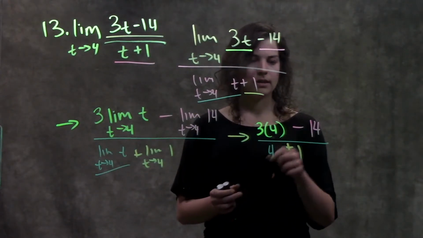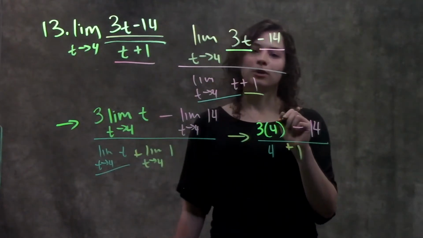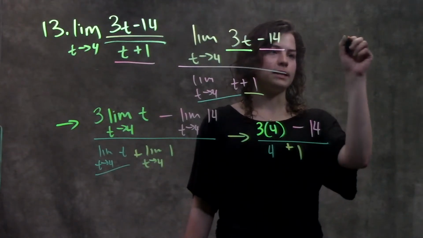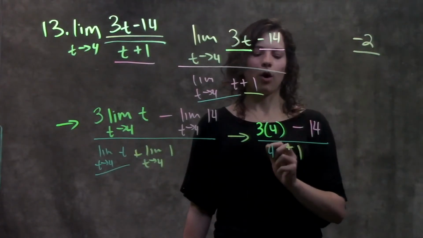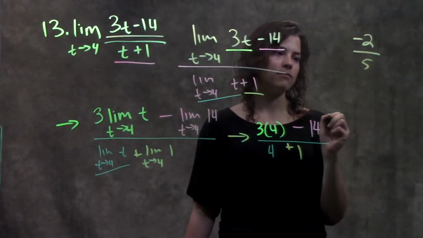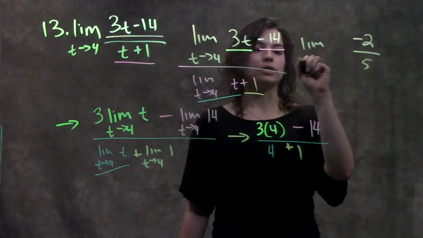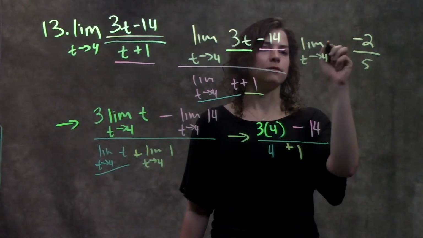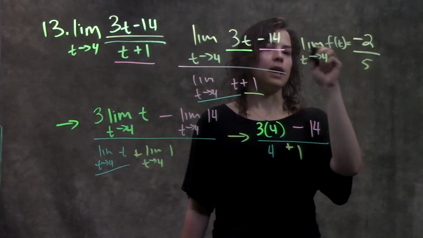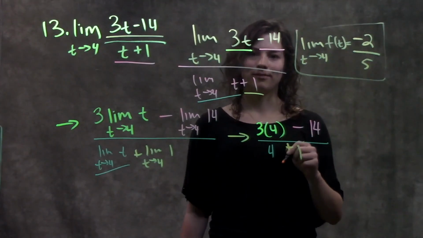Now I'm going to simplify this and get my answer. 3 times 4 gives me 12 minus 14. I have negative 2 over 4 plus 1, which is 5. I can't simplify this fraction any further, so that's just my answer. The limit as t approaches 4 of f of t is equal to negative 2 over 5. And that's it.